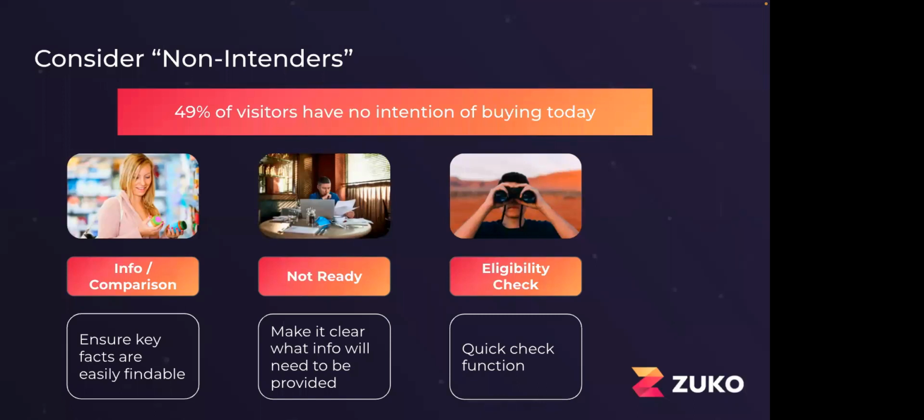The second group is those in the middle. These are people who are clearly not ready today. But they may well want to buy from you. They just don't want to do it today. So what you need to do is make it clear for them what information they will need when it comes to buying time. So if you're going to need information like social security number or passport, put that up front so it's easy for them to see now. They're going to need to come back with that information.